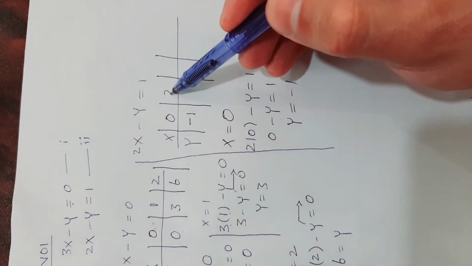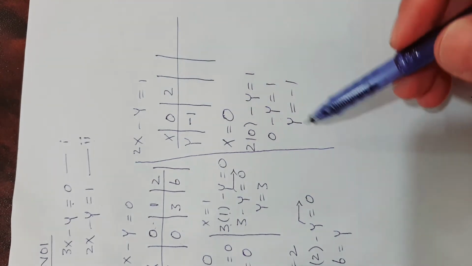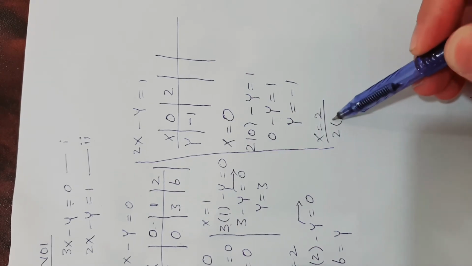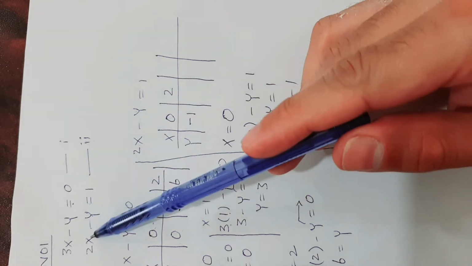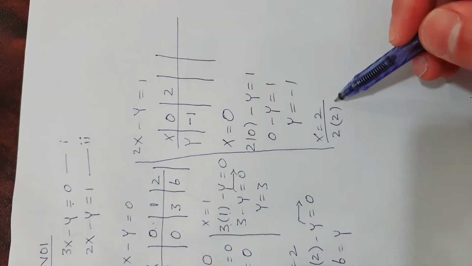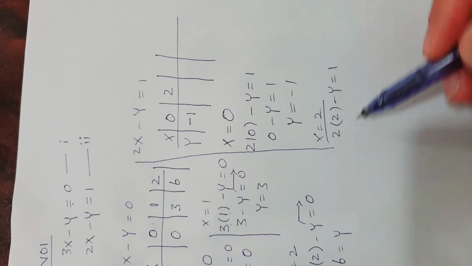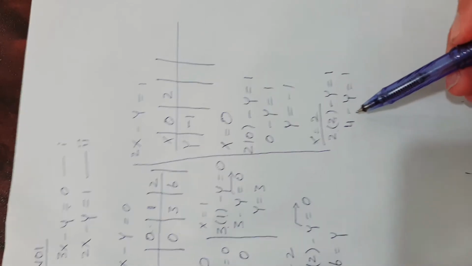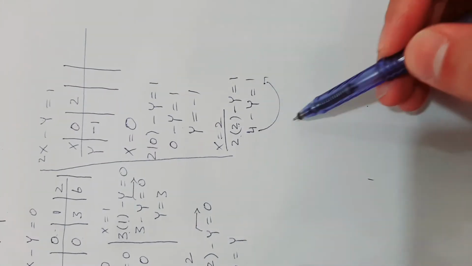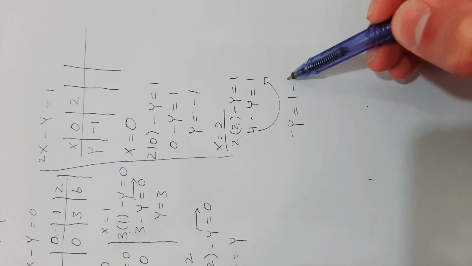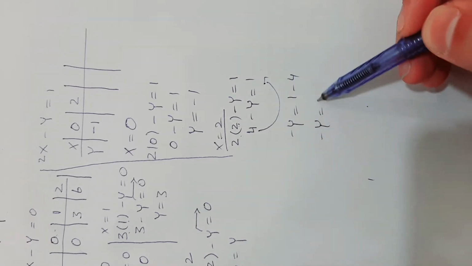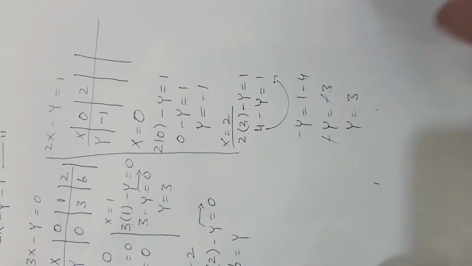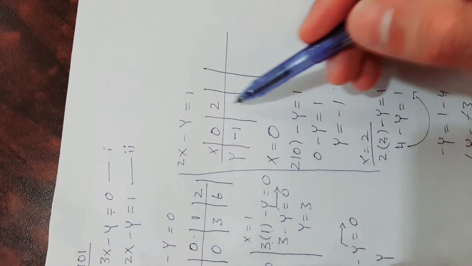When x is, suppose, 2, this is an assumed value of x. What will be the value of y when x is 2? Use x equal to 2 here: 2 into 2 will give you 4, minus y equal to 1. You can move 4 to the right side, so minus y is equal to 1 minus 4. Minus y will give you minus 3, 1 minus 4 is minus 3, cancel minus on both sides, so y is equal to 3. So when x is 2, y is 3.